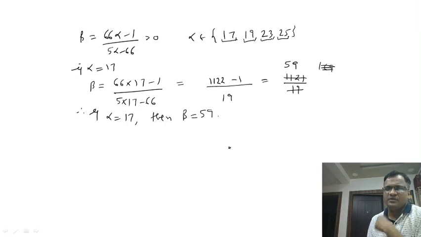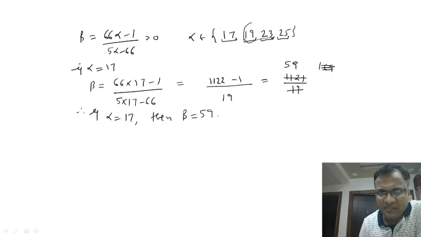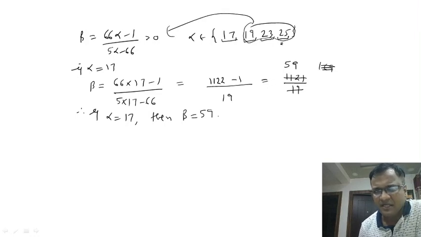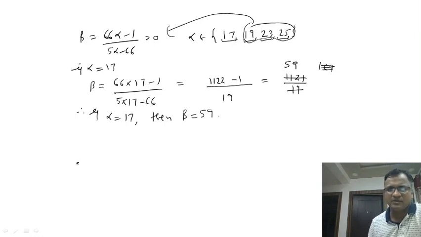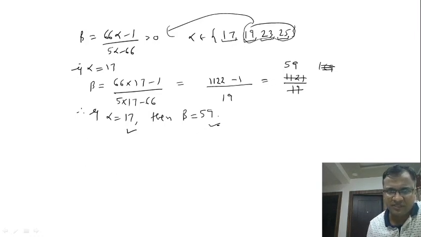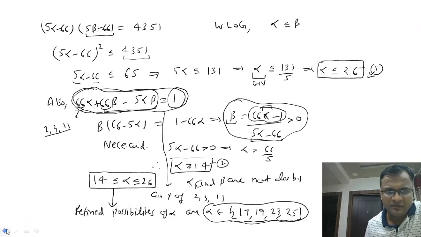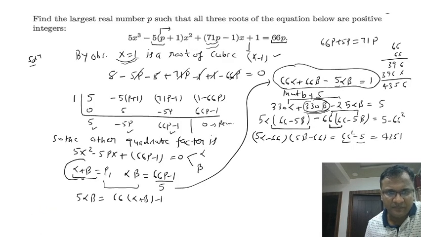You can check the remaining values of alpha as well. Then you can see that no other value of alpha works here for which beta becomes a positive integer. There is only one value of alpha for which beta comes out to be a positive integer. So you have to find the value of P. P is clearly alpha plus beta. P is the sum of the roots, as you can see.